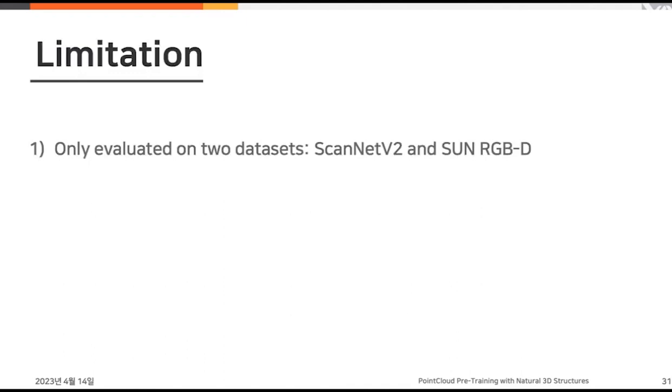And now, what are the limitations? First, the authors only evaluated their method on 2 datasets, which are indoor datasets, ScanNet version 2 and SUN RGB-D. While these are commonly used datasets for evaluating 3D object detection methods, it could be beneficial to evaluate the proposed method on more diverse and challenging datasets to demonstrate generalizability. And second, the authors only considered 3D object detection tasks in this paper and did not explore other applications such as segmentation or classification.